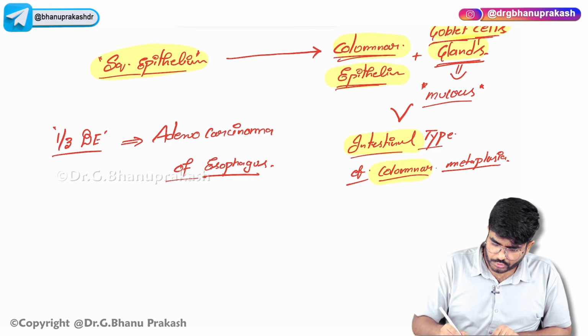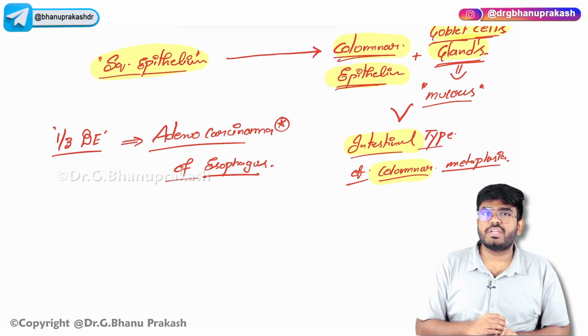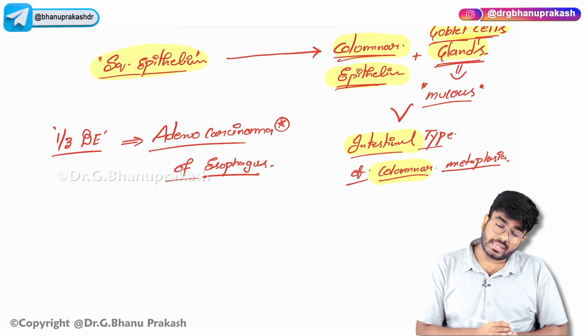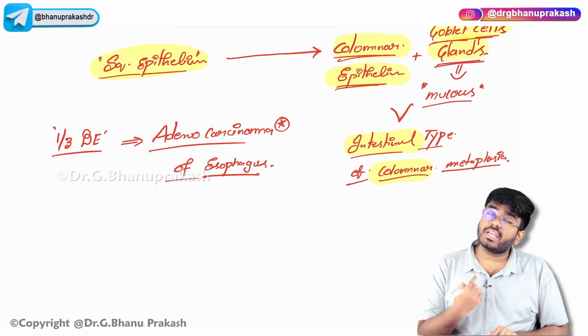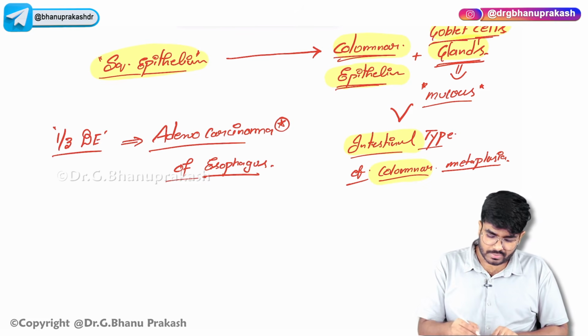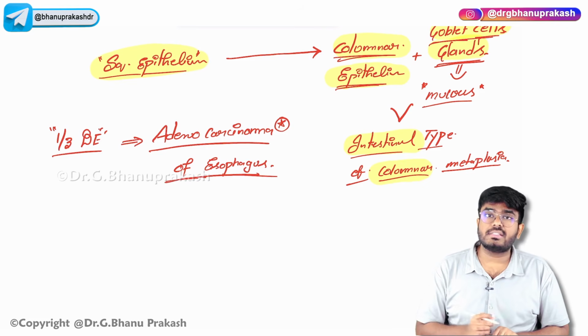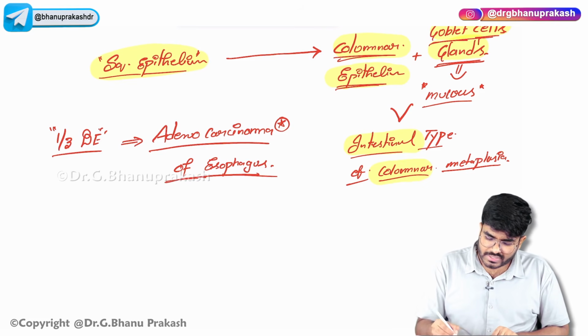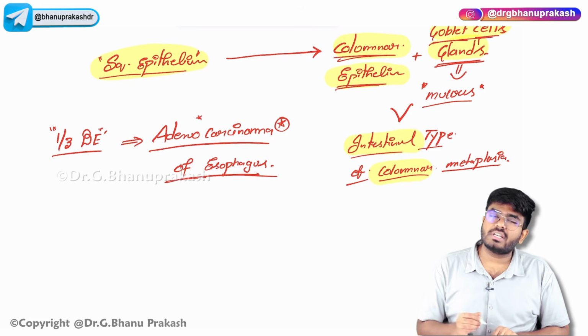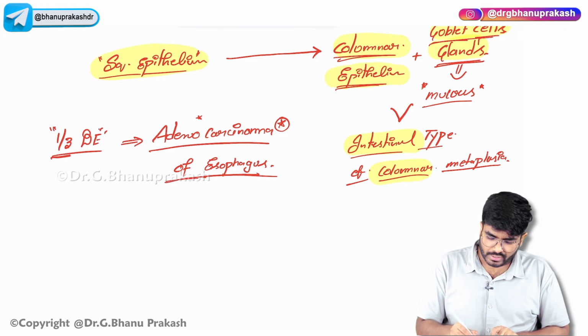So what I want you to know is, this metaplasia is a precancerous stage. Metaplasia is seen in the esophagus. That's the example, Barrett's esophagus, which can lead to adenocarcinoma of the esophagus in the lower one third. So what is the most common site of adenocarcinoma? The most common site of adenocarcinoma of the esophagus is the lower one third.